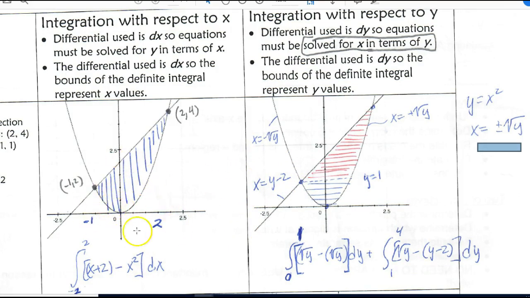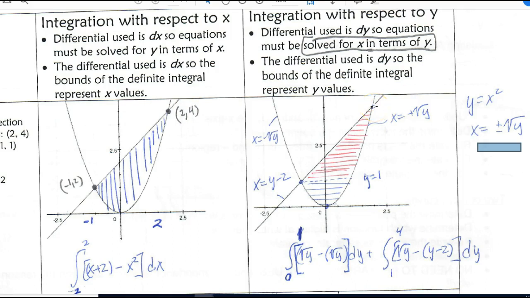When we're differentiating with respect to x, we take the leftmost bound and go towards the rightmost bound, and it's always with respect to x, looking at the x values. Well, now we kind of have to turn our heads 90 degrees clockwise. When we're integrating with respect to y, we look to see what the lowest y value is. The lowest y value occurs here at 0. The largest y value occurs up here at 4. See the 4 right here?